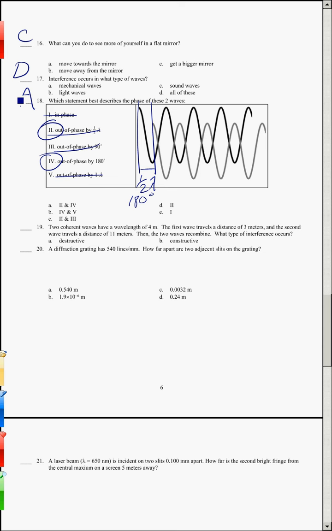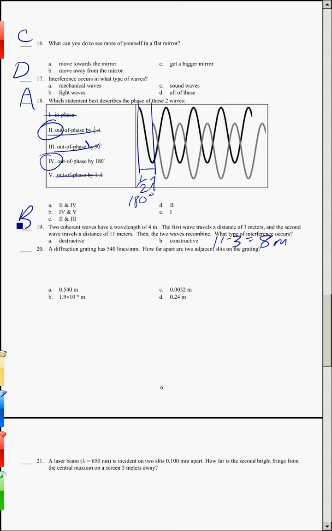The first wave travels a distance of 3 meters, and the second wave travels a distance of 11 meters. That means that the path length difference is 11 minus 3, which is 8 meters. So one of the waves travels an extra 2 wavelengths, but that's still going to make it be in phase when they rejoin. So that's going to be B. You get constructive interference because the 2 waves are still in phase.